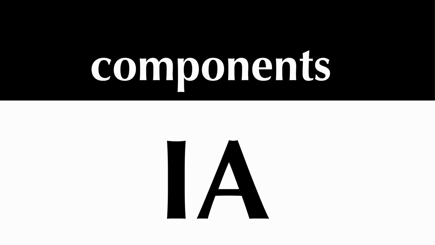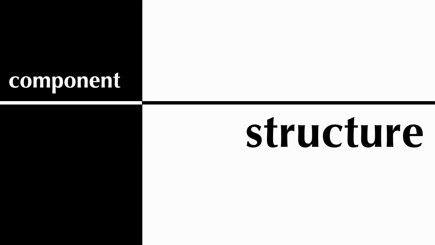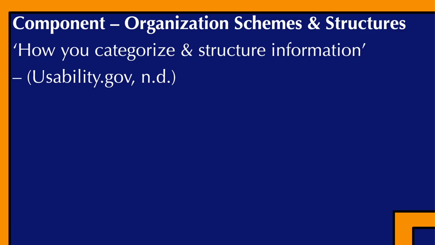I talked before about the components. We're going to be talking about four major components of information architecture. They're from Usability.gov. The first component, or one of four, is structure, and more broadly, organization, schemes, and structures. And for this, according to Usability.gov, it's how you categorize and structure information.